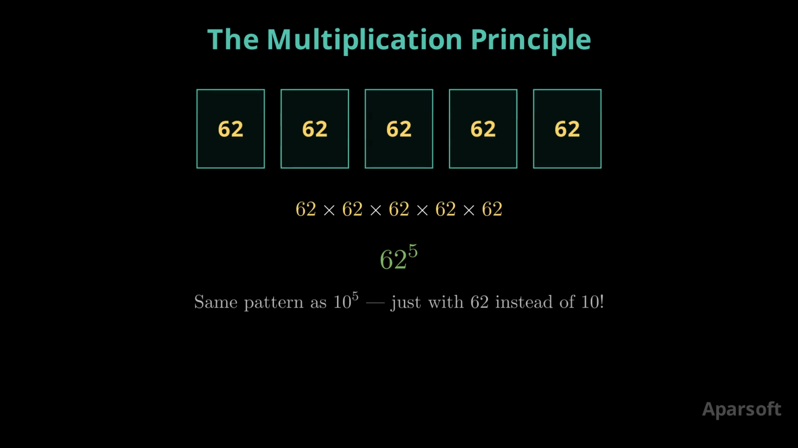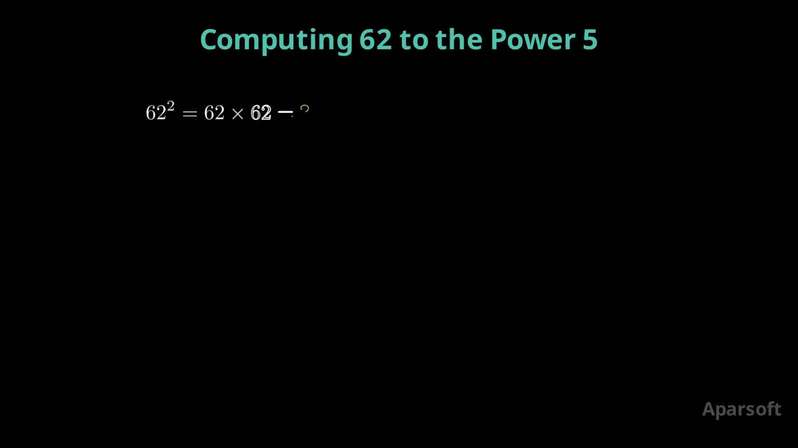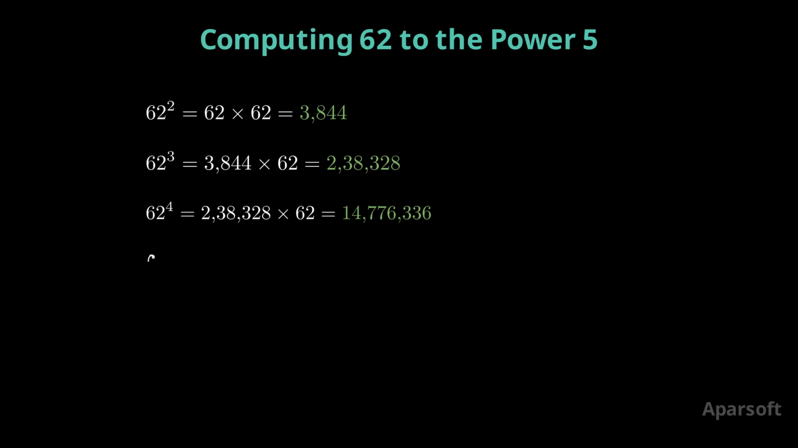Now let us compute this monster number. Let us compute step by step. 62 squared equals 3844. Multiply by 62 again and we get 2,38,328. Again, 1,47,76,336. And one more time, we need to multiply this by 62.